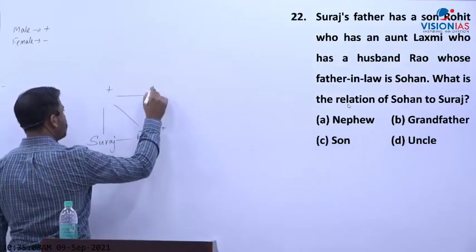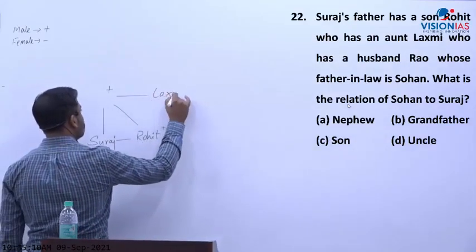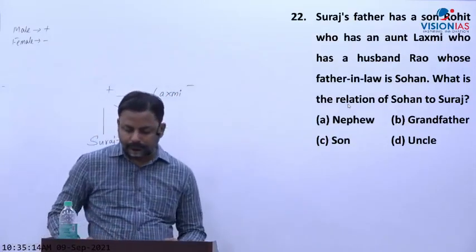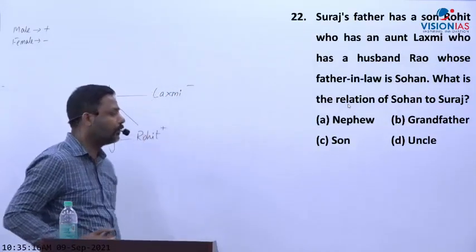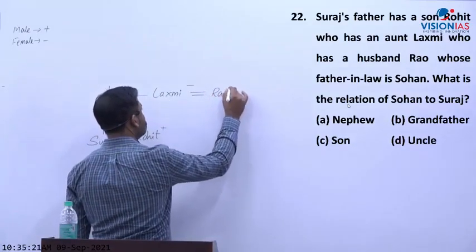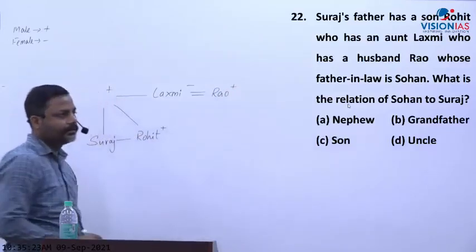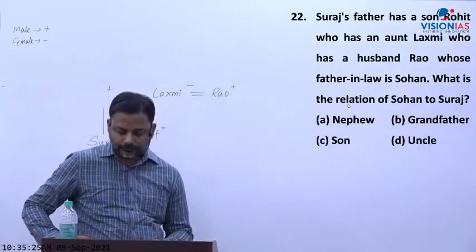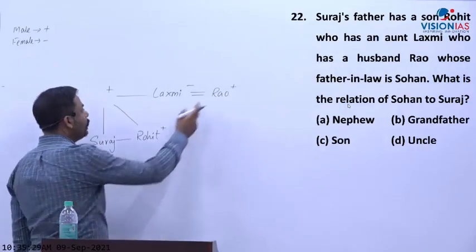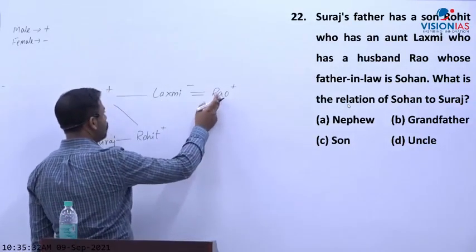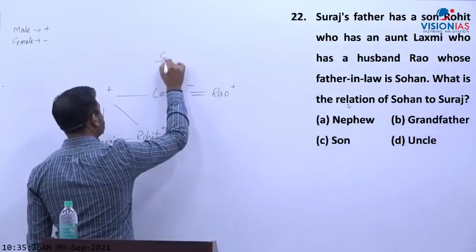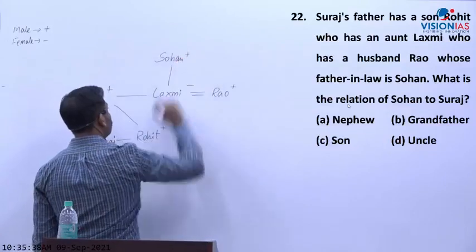Aunt means father's brother. So, aunt is Lakshmi, who has a husband, Rao. So, Lakshmi's husband is Rao, whose father-in-law is Sohan. Means Rao's father-in-law is Sohan. Father-in-law means wife's father.